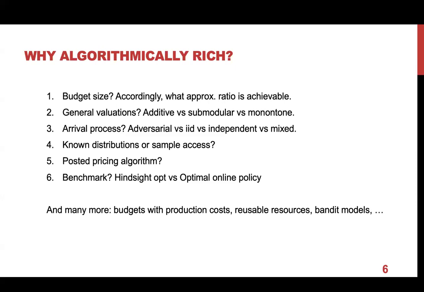How general are your value functions? Are these simple additive valuation functions, submodular, subadditive, or arbitrary monotone valuation functions? That can entirely change the settings and the kinds of guarantees you can get. What's the arrival process: stochastic, i.i.d., adversarial, random order, and many of these things? What about the distributions? Do you know the distributions, or do you not know them? Do you have sample access? Is it a posted pricing algorithm?